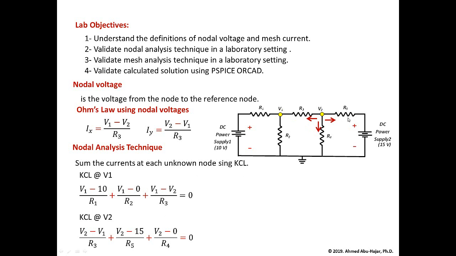Then the current leaving R5 is V2 minus 15 over R5. And finally, the current leaving R4 is V2 minus 0 over R4. I add them all up, and this should equal 0. What we will end up with here is two equations, two unknowns. The only unknowns in the circuit are V1 and V2. In the circuit you have two nodal equations, and we will solve for the system of equations.